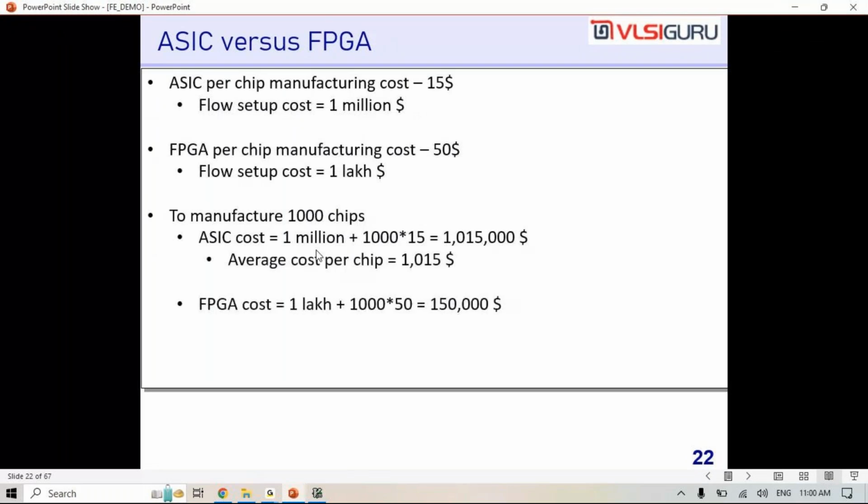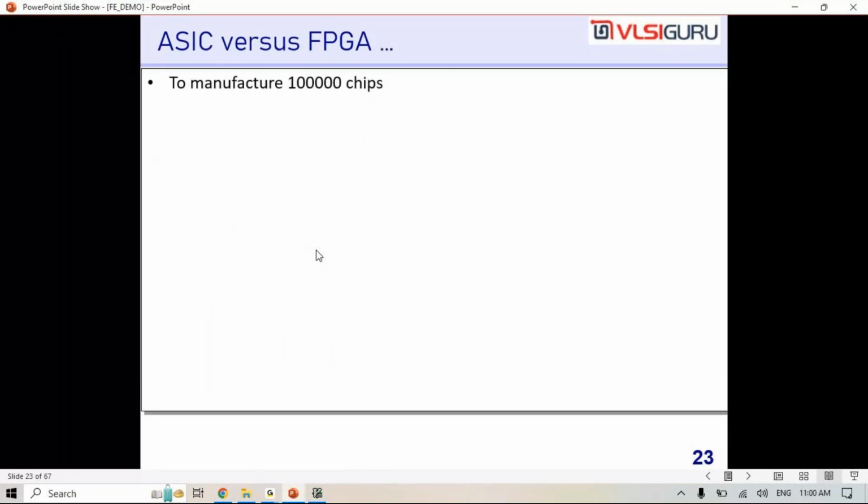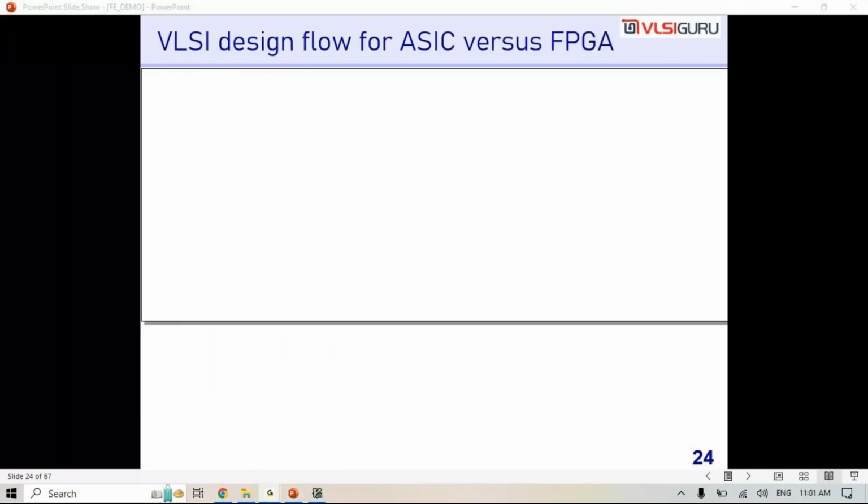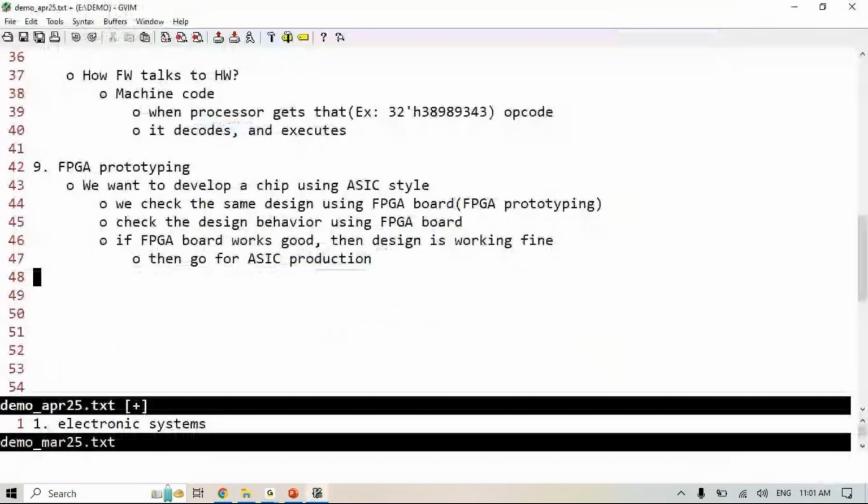I think we have already discussed this. No need to spend all the time. Talking about the VLSI and ASIC design flow, I mean ASIC versus FPGA flow, in this entire VLSI flow, right? There are two major steps. So the VLSI design flow has two steps. What are the two major steps?